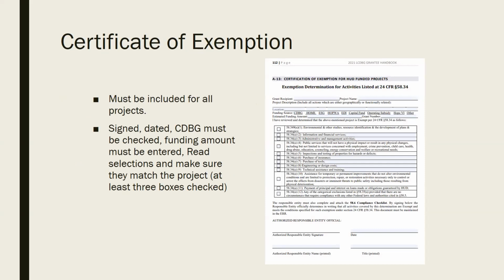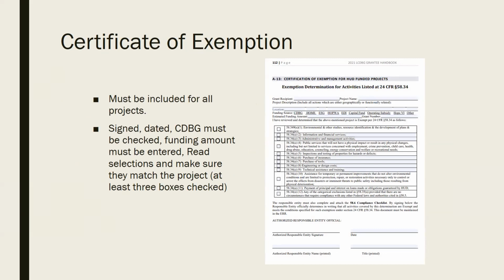So this form is in your packet under the environmental section. This is a certificate of exemption, and it must be included with all projects. So if you look at the form, at the top there is some information that's needed, and then there's some boxes that you're supposed to check in the second portion. And at the bottom, the signature is required.